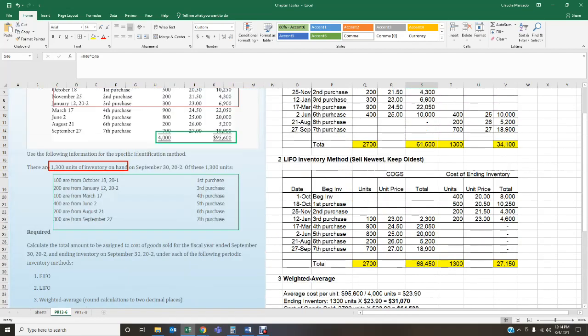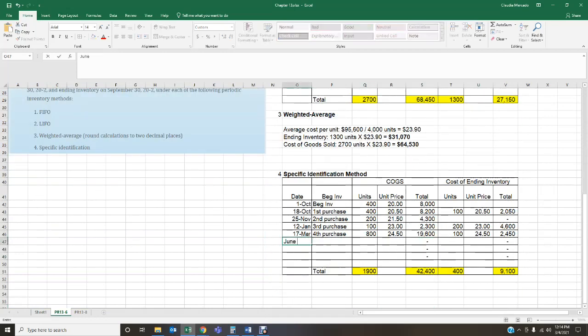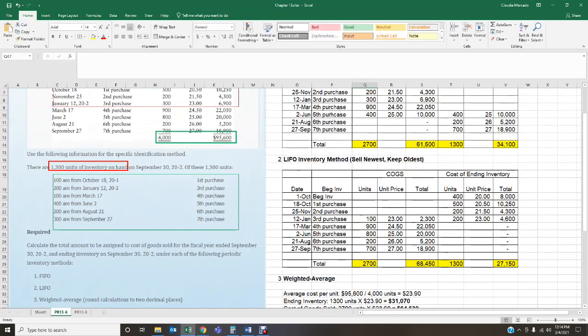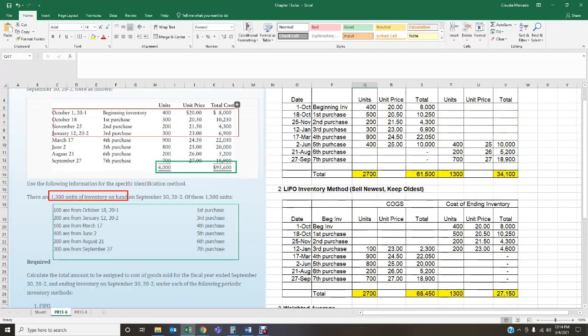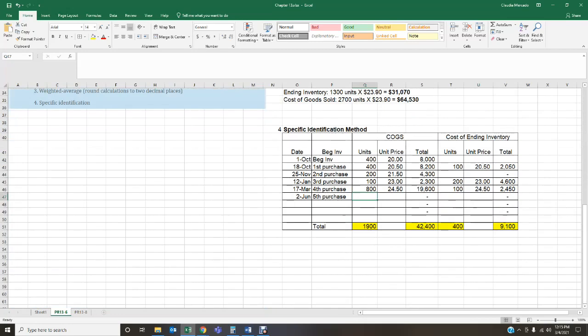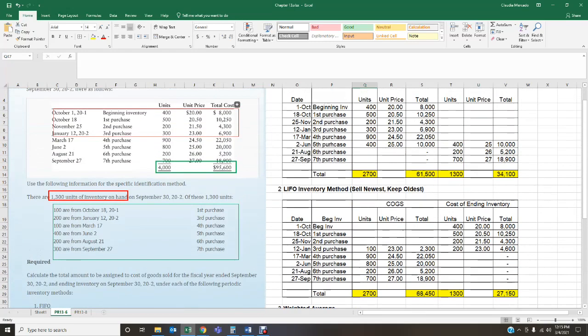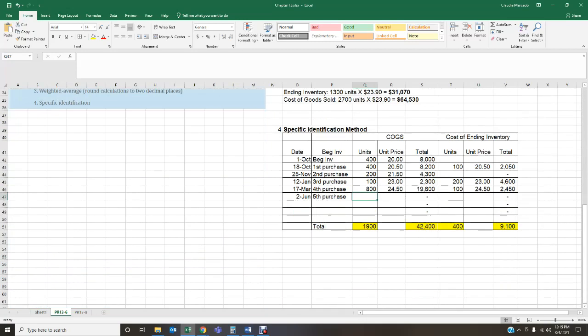The fifth purchase is June the 2nd. This is my fifth purchase. On June the 2nd, I have 400 remaining from that fifth purchase. According to the data, we purchased 800 units, and according to the additional information here, we have 400 units remaining. So we have 400 remaining and we sold 400. 400 plus 400 gives us the 800.